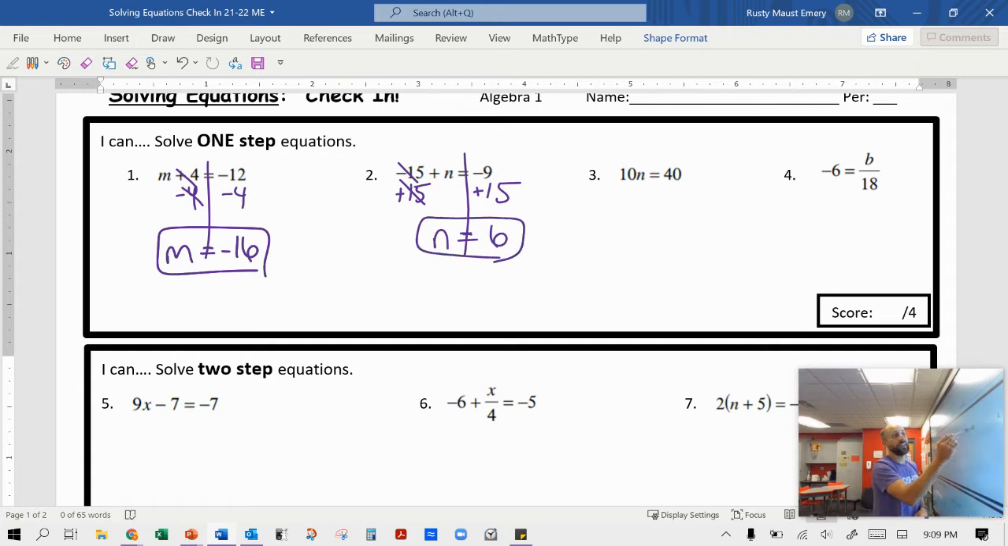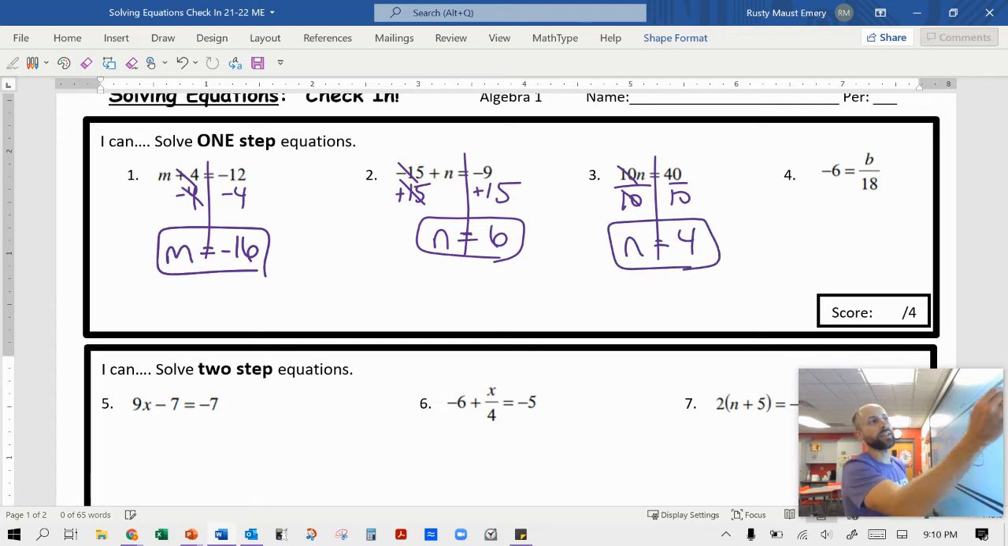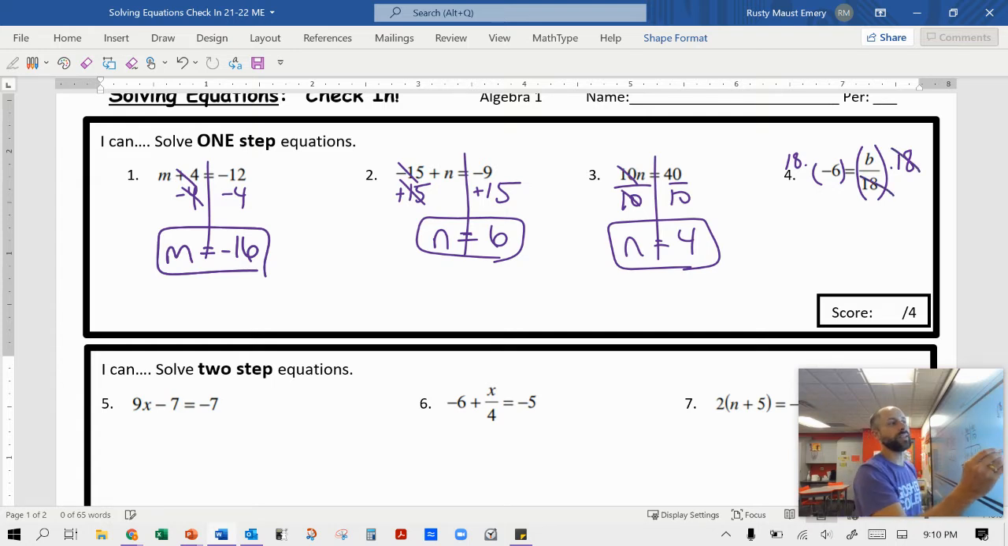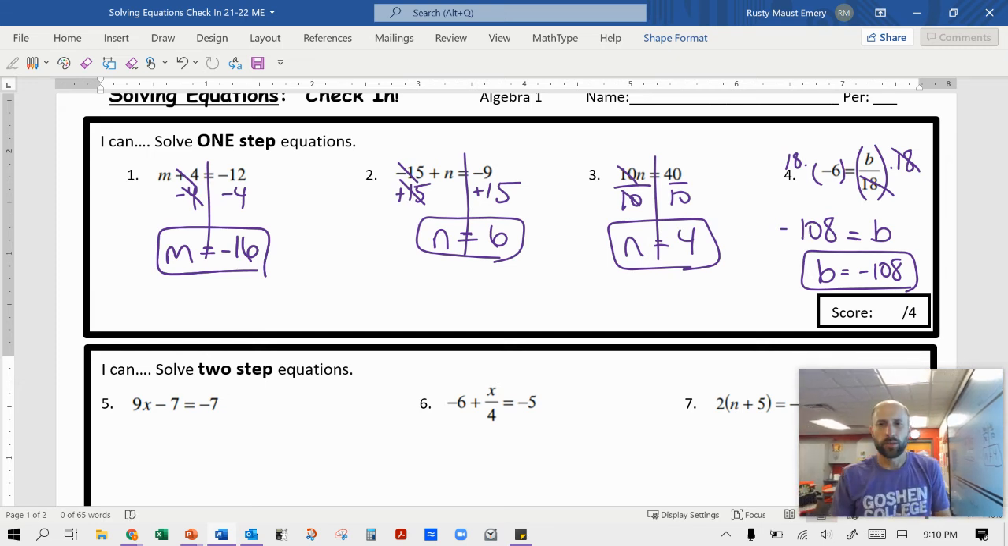We have 10n equals 40, so that's multiplying is shown, so we need to divide by 10. N equals 4. And the last one, we are shown division, which means we need to multiply on both sides, and we get b equals -108, right? Or flip that around. And there we go.